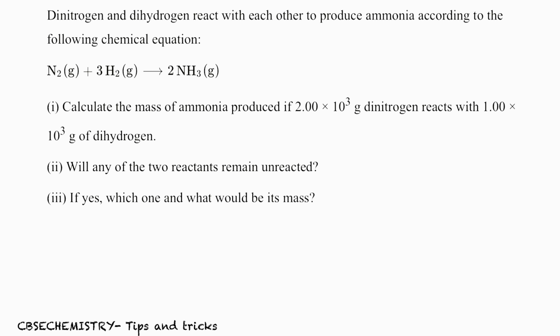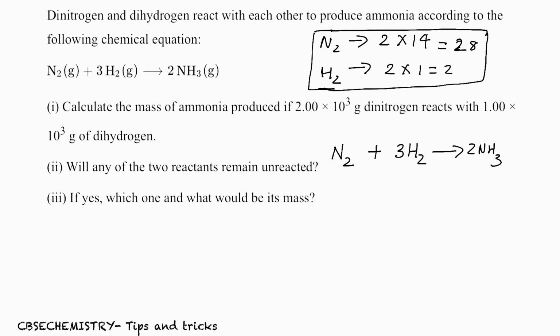So what is our task? Our first task is to find the limiting reagent. For that purpose, write the chemical equation: N2 plus 3H2 gives 2NH3. Now write the mass from the stoichiometry of the equation. For N2, the mass is 2 into the atomic mass of nitrogen, that is 14. 2 into 14 is 28. Now for hydrogen, the mass is 2, and there are 3 hydrogen, so 3 into 2 is 6. These two values are from the standard balanced chemical equation.